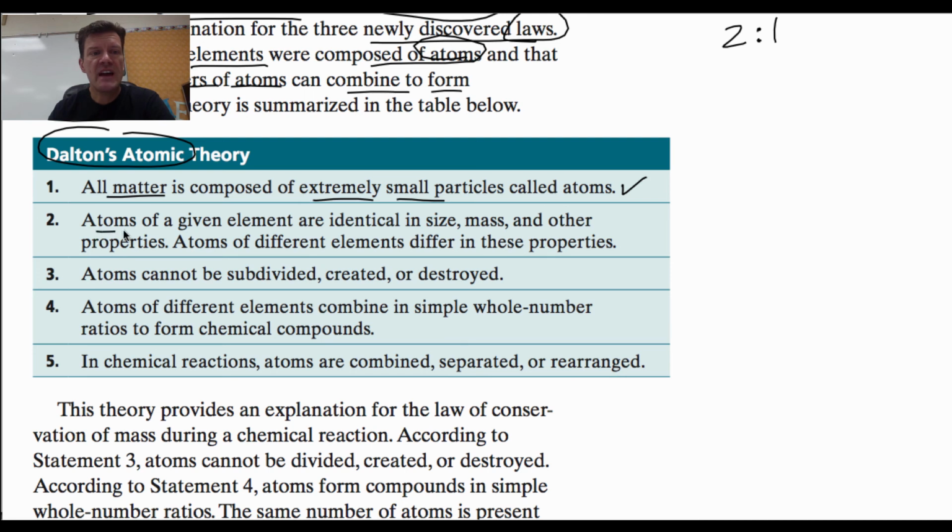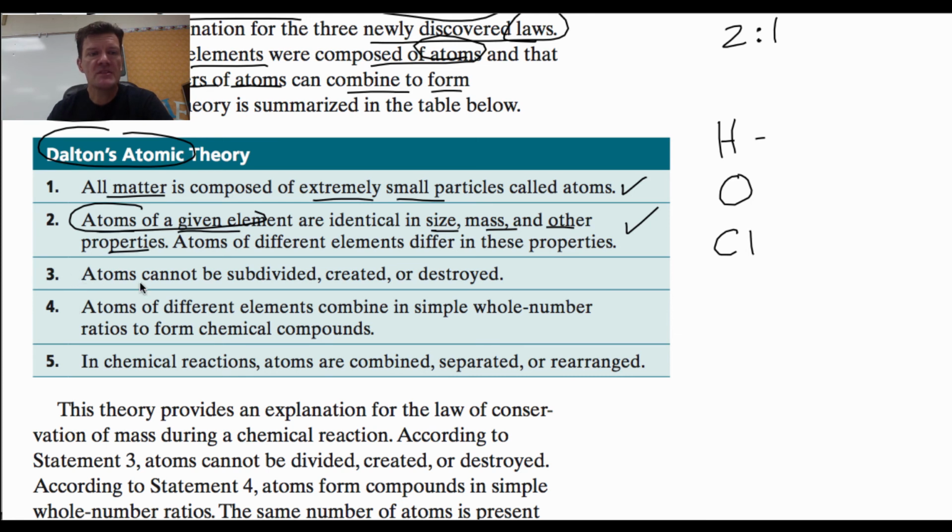Number 2 says atoms of a given element are identical in size, mass, and other properties. So that means the hydrogen atoms are unique to hydrogen. They have a certain mass, size, and they have certain properties. As well as oxygen or any other element, their atoms are going to be unique to that particular element. Okay, and that is still true. You need to know that.